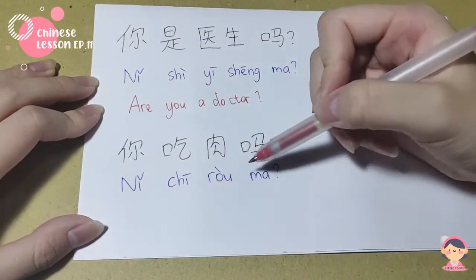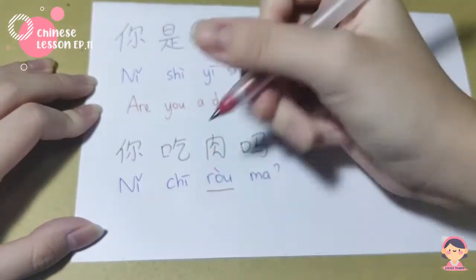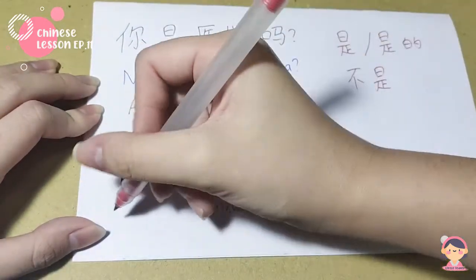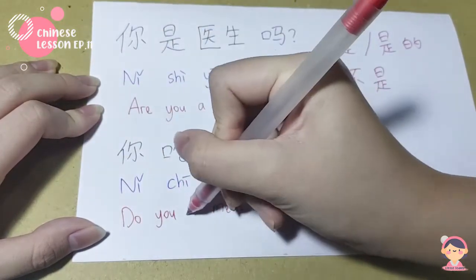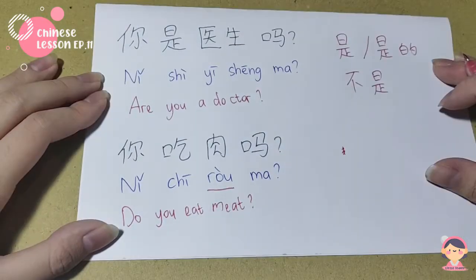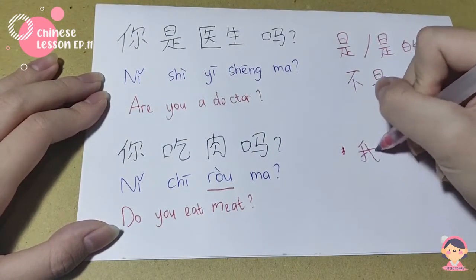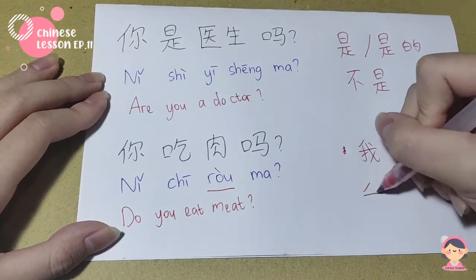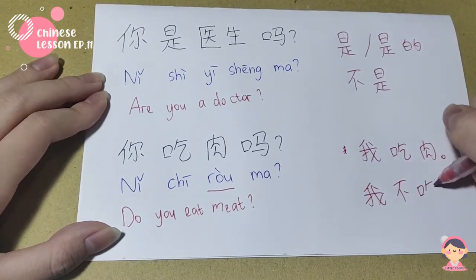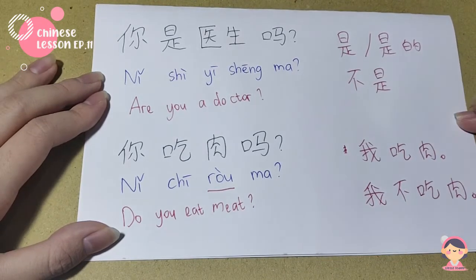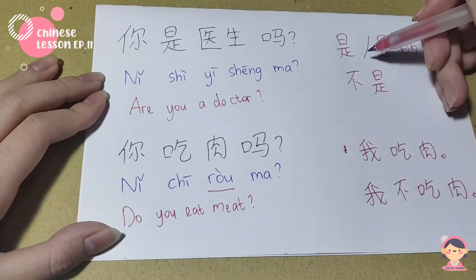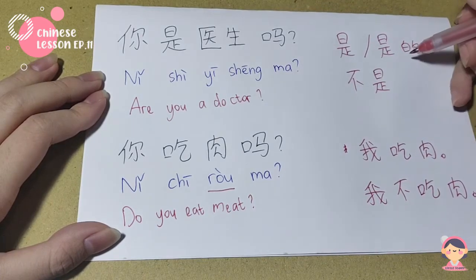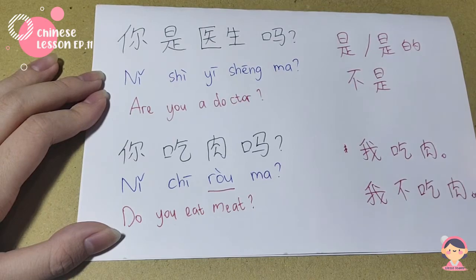The last one is 你吃肉吗? 肉 is meat. So 你吃肉吗 means, do you eat meat? And you can answer it with 我吃肉. Or if you don't eat meat, you can say 我不吃肉. For this one, you can also answer it like 我是医生 or 我不是医生. It doesn't matter if you answer it shortly or with the whole sentence.